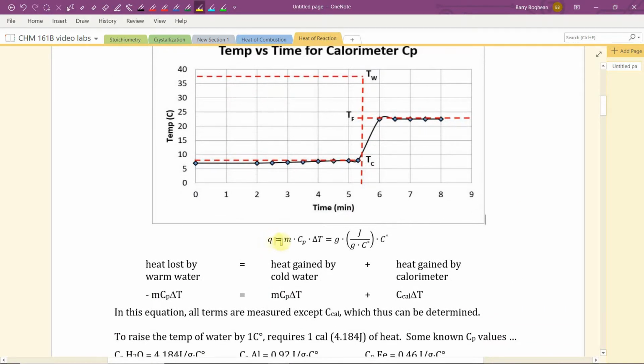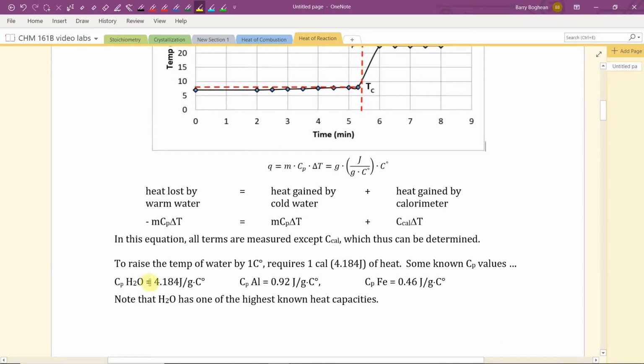So heat is calculated as Q is equal to mCp delta T. M is mass, delta T is the temperature change, and Cp is the specific heat capacity, which is defined as the amount of heat, joules or calories, to raise the mass of 1 gram of water 1 Celsius degree, hence joules per gram per Celsius degree. The heat capacity of water is 4.184 joules per gram per Celsius degree. We'll also need the heat capacity of aluminum, and that's 0.92 joules per gram per Celsius degree.